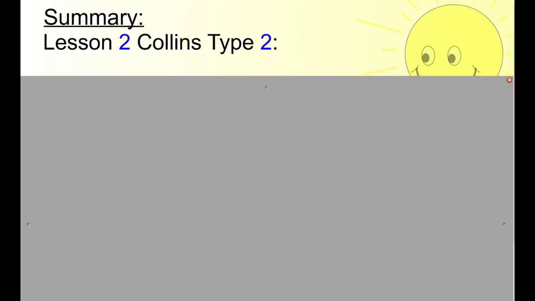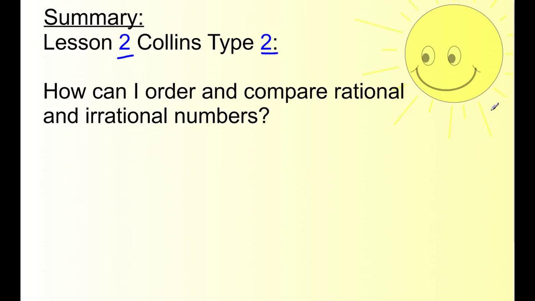All right, so for our summary in your Collins writing page in the front of your packet, this is Lesson 2, Type 2, which means I'm grading on correctness, not just completion. Make sure you have a good answer. The question is, how can I order and compare rational and irrational numbers? This was essentially answering the essential question from the lesson today. So how do you order and compare rational and irrational numbers? How do you put them in order? How can you compare them? All right, so answer that question. That's your summary. Pause the video if you need to.